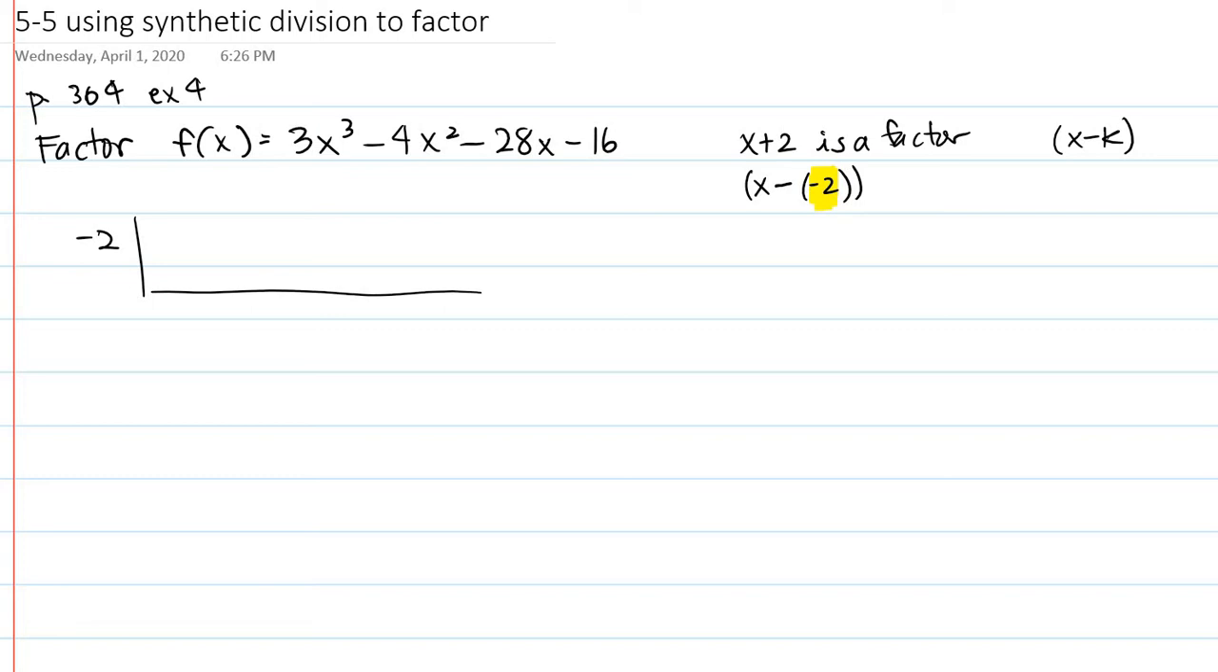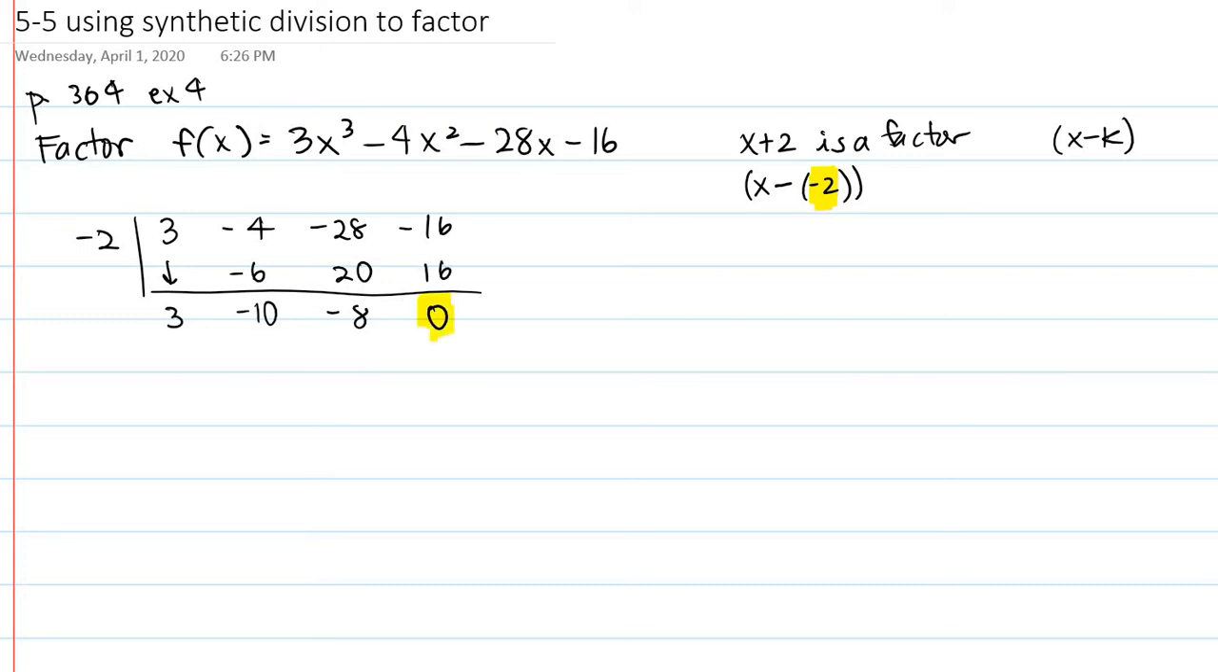Then we need the coefficients of my polynomial. So in order, that's 3, negative 4, negative 28, and negative 16. So we go ahead and drop down the 3. Multiply it by negative 2, and we get negative 6. Add those together, we get negative 10. Multiply it by negative 2, and we get positive 20. Add those together, and we get negative 8. Multiply that by negative 2, and we get positive 16, and we get 0.